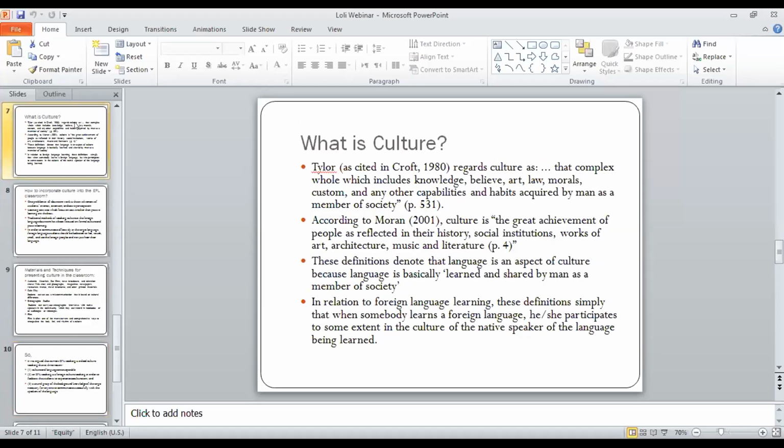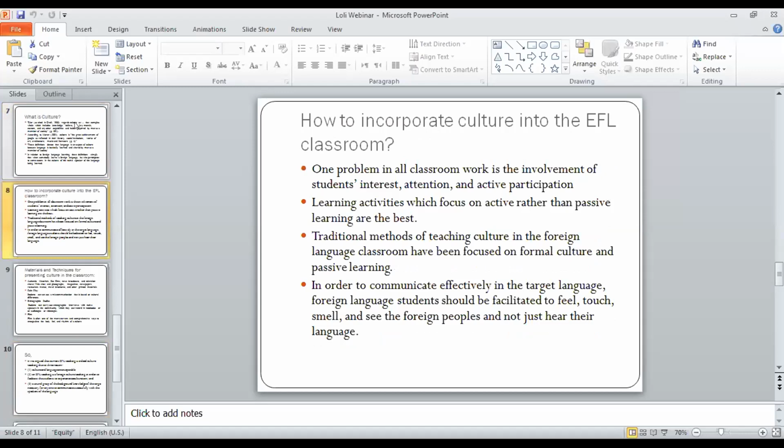So, how to incorporate cultures into the EFL classroom? One problem in all classroom work is the involvement of students' interests, attention, and active participation. Learning activities which focus on active rather than passive learning are the best. Traditional methods of teaching culture in the foreign language classroom have been focused on formal culture and passive learning.